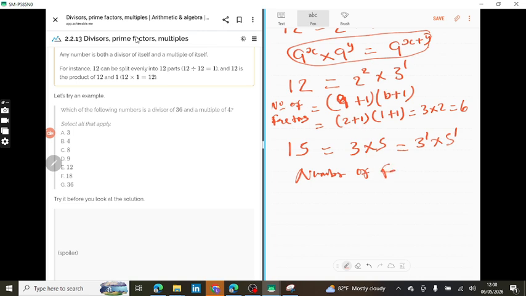Number of factors equals, sorry, 1 plus 1 into 1 plus 1. That is equal to 2 times 2, 4. That is why if we list the factors of 15, you have 1, 3, 5, and 15. That is 4 factors. So this is one application of prime factorization.